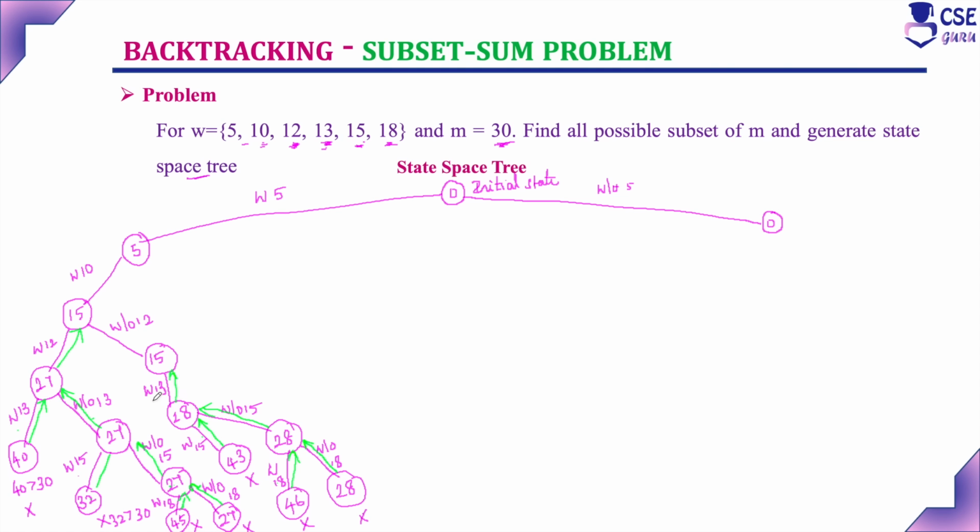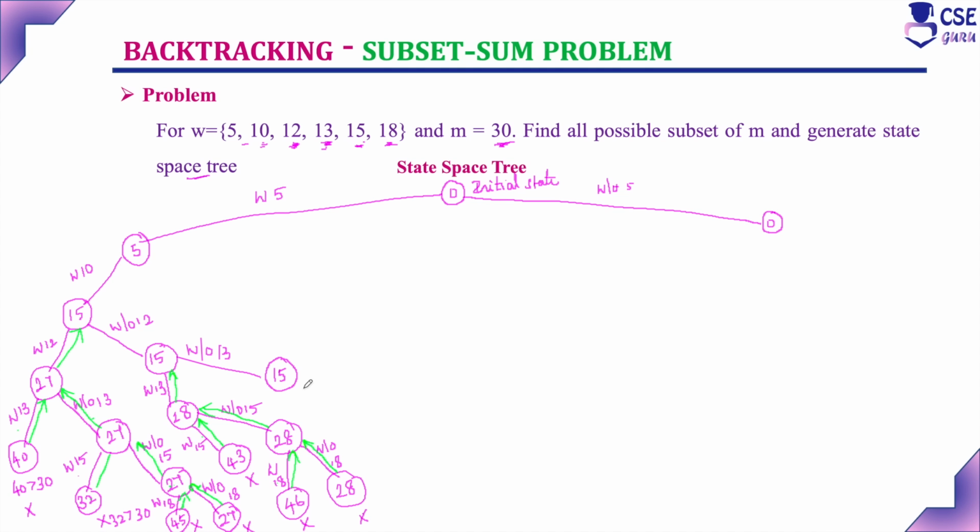Here, we have checked only with 13. Without 13, we need to consider. So, without 13 in the sense, value is 15 only. So, now up to this element, this level, we have considered. Here 5 we have considered, 10 we have considered, 12 and 13 we have considered.